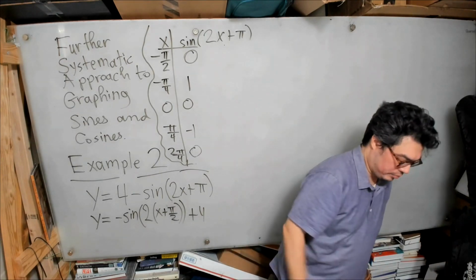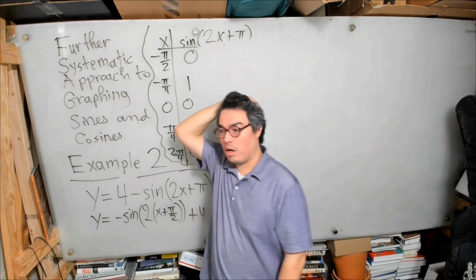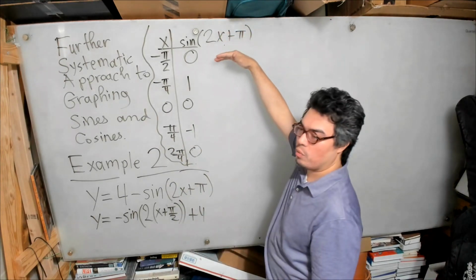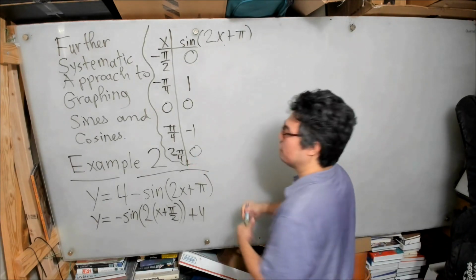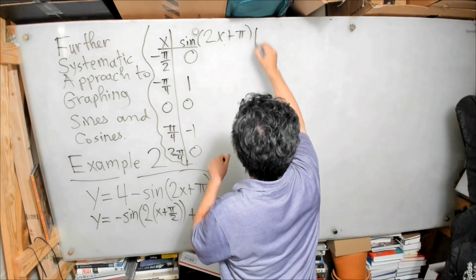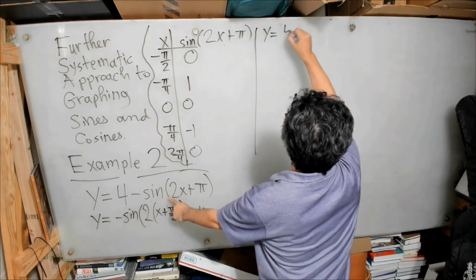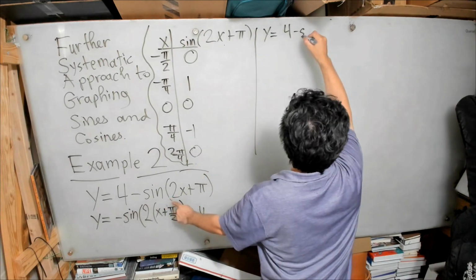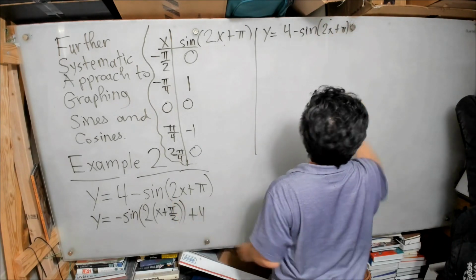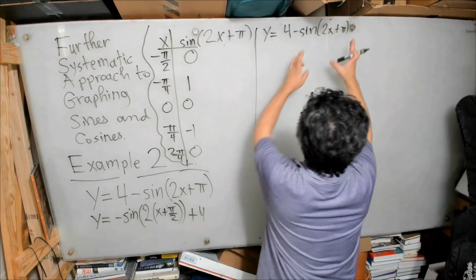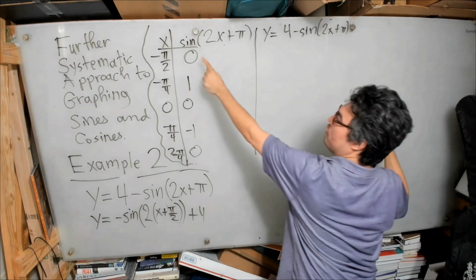Okay. So now finally we're going to make our table, where we've already taken advantage of the sine values we've calculated. We've done all the hard work. Now we just plug it into our y. I'm going to do that here. y equals 4 minus sine of 2x plus pi. Okay, look at this. This part is already done for us. All we have to do is literally 4 minus whatever this is.